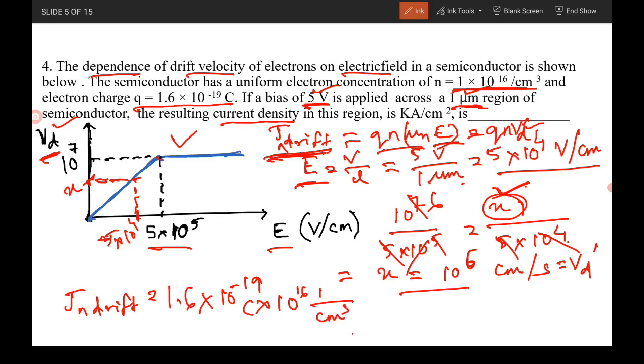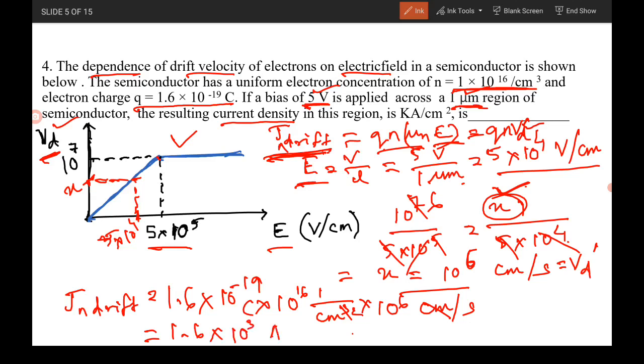Into the drift velocity, which is 10 to the power 6 centimeters per second. So here the centimeter gets cancelled, and we are left with centimeter square. So here, 10 to the power 16 times 10 to the power 6 is 10 to the power 22, divided by... we will get 10 to the power 3. So the value will be equal to 1.6 into 10 to the power 3.